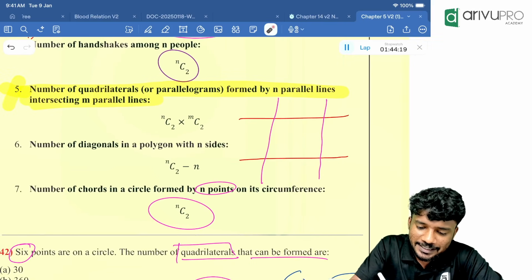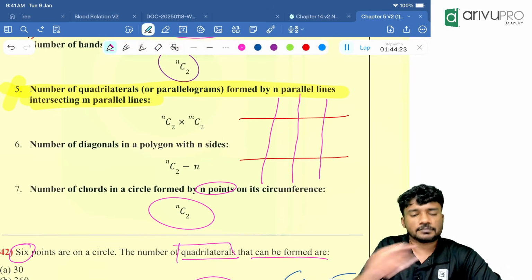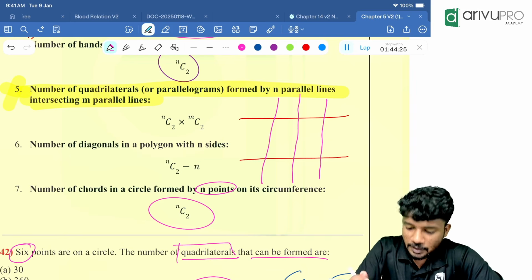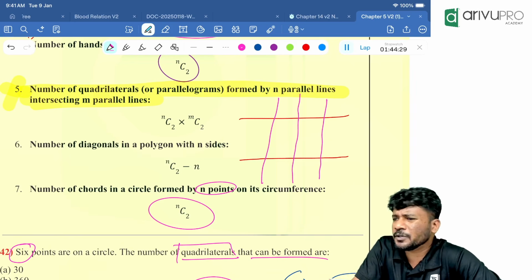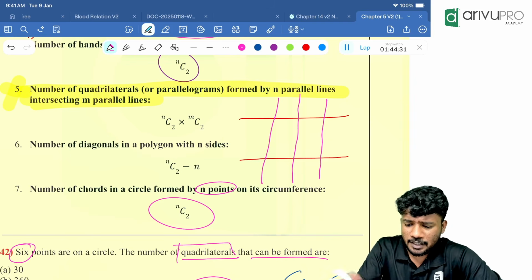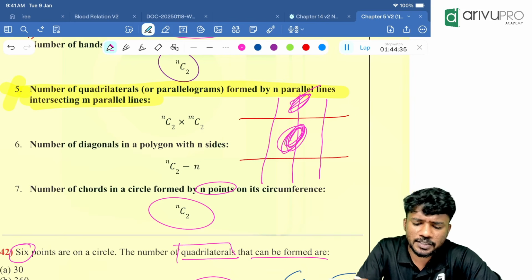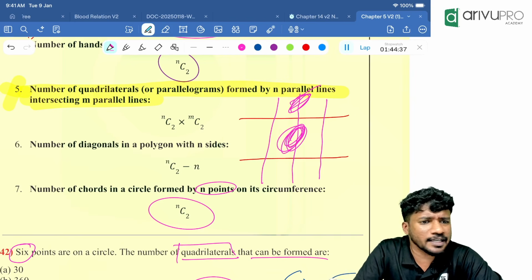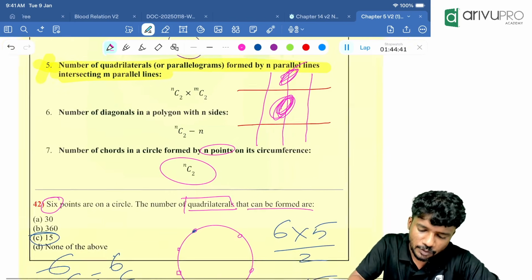People, think about it. What if it is intersecting with three parallel lines? Two are formed. Based on that you can do it accordingly. This is a random example, but you can prove the formula based on the question. You can directly use the formula and get the answer, nC2 into mC2.